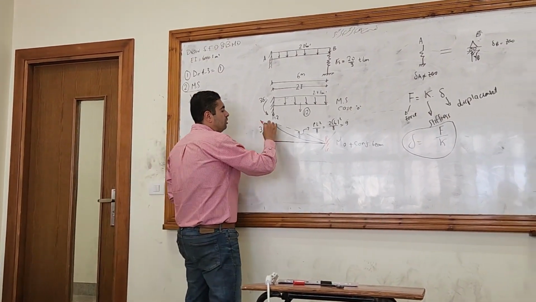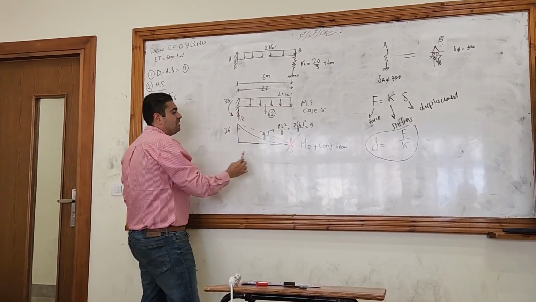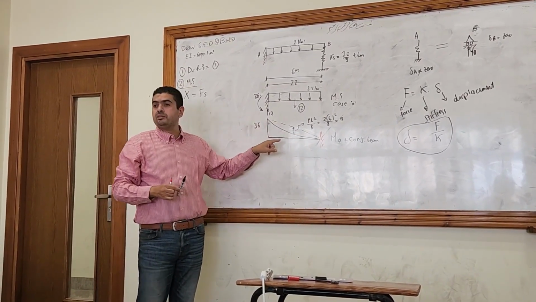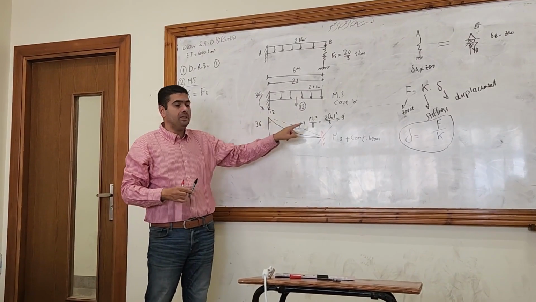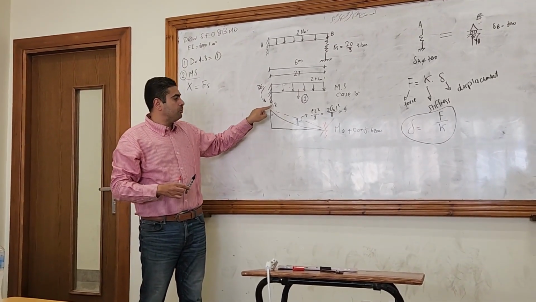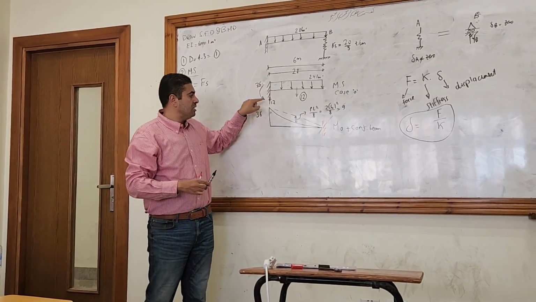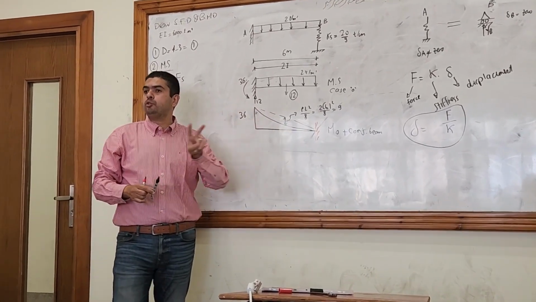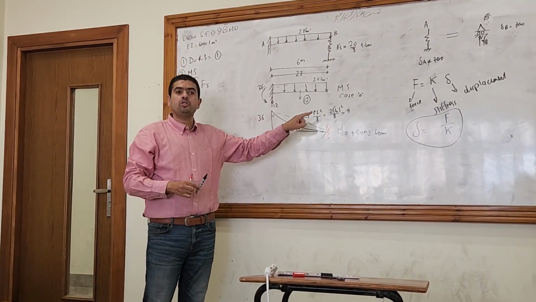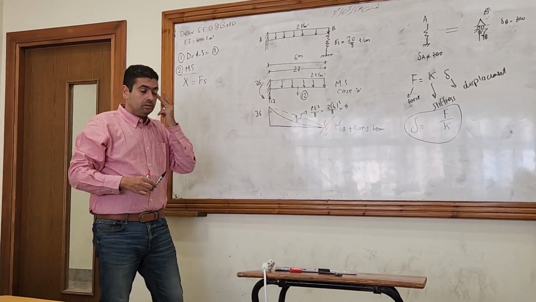Okay, so let's calculate the areas of the bending moment. How many areas do I have here? I have a triangle, the dotted triangle, and then I have to subtract this parabola from the triangle. So I have 2 areas, a triangle, and then a parabola which is subtracted from the triangle, right?